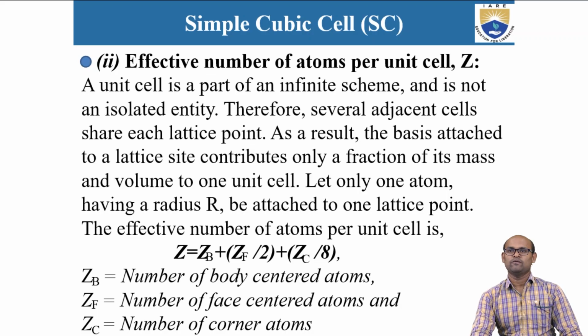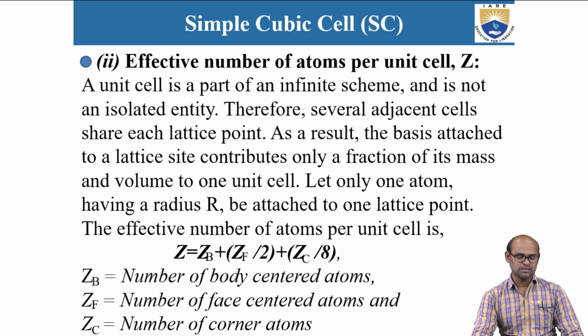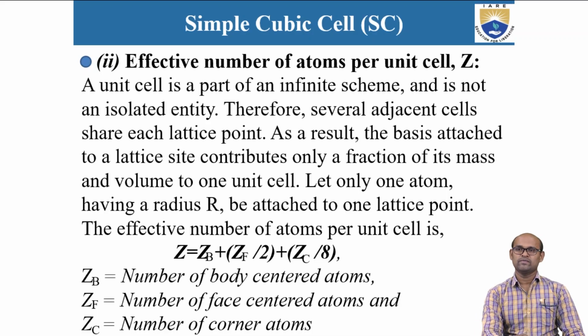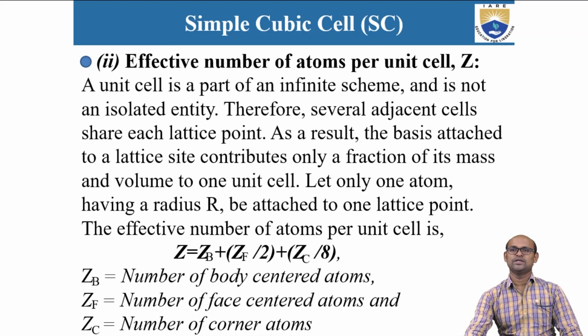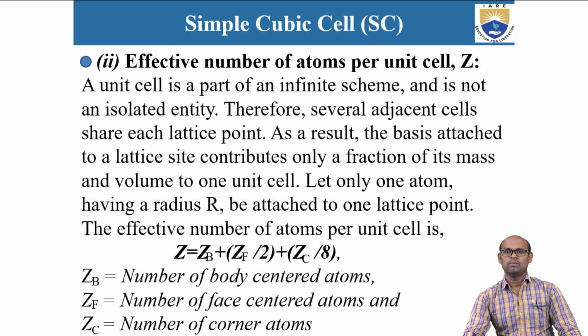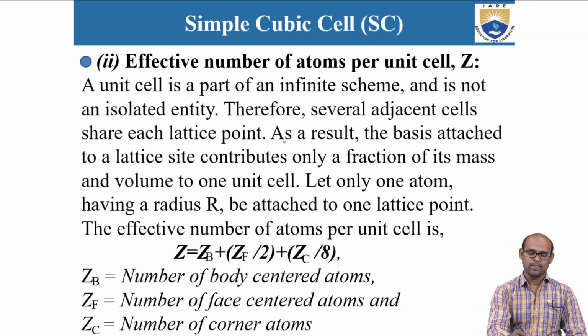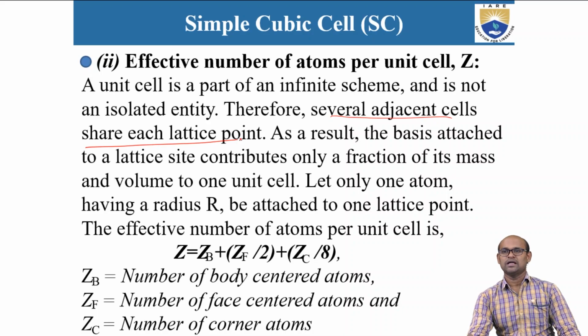Next, effective number of atoms per unit cell. Based on this, we are going to say whether it is a primitive unit cell or a non-primitive unit cell. A unit cell is a part of an infinite scheme and is not an isolated entity. We know that a unit cell is the smallest geometrical unit by repetition of which you can generate the whole lattice, right? So a unit cell is not an isolated entity. It is a part of an infinite scheme. Therefore, several adjacent cells share each lattice point. Because of that, each lattice point is shared by different adjacent cells.